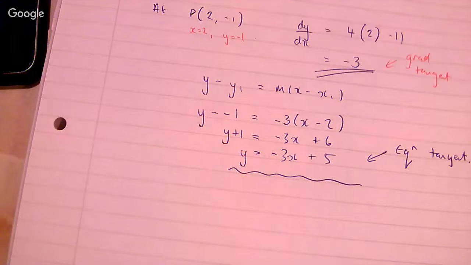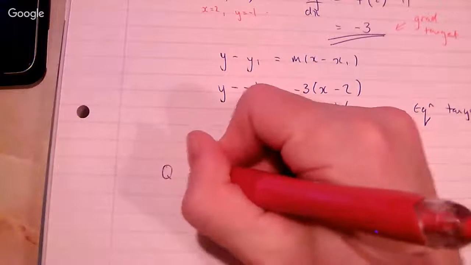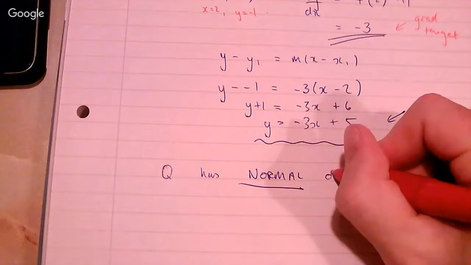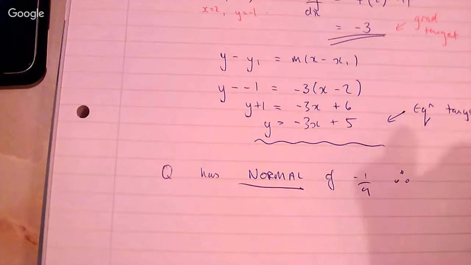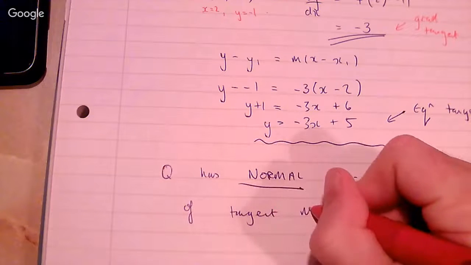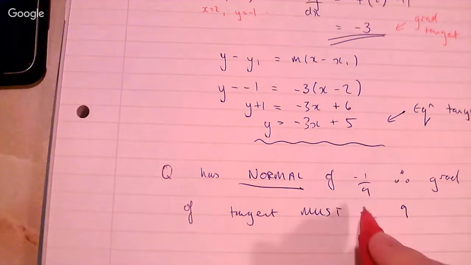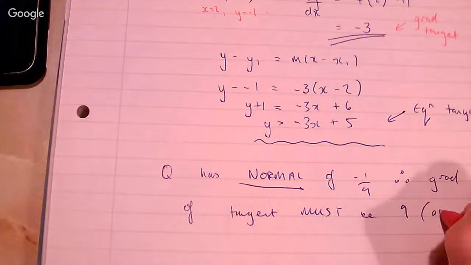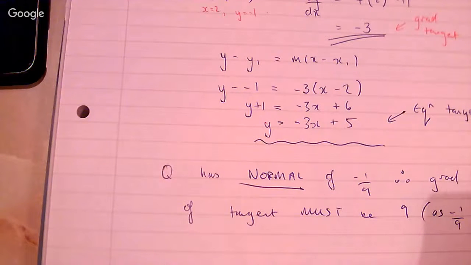And for the next bit, it says the point Q lies on C such that the gradient of the normal to C is minus 1/9. So I'm going to say here underneath, Q has normal gradient, let's put that in capitals, of minus 1/9. Therefore the gradient of tangent must be 9. So you just flip that over, and one of them has to have a minus. That already has a minus. 9 over 1 is 9. And I might say minus 1/9 times 9 equals minus 1.